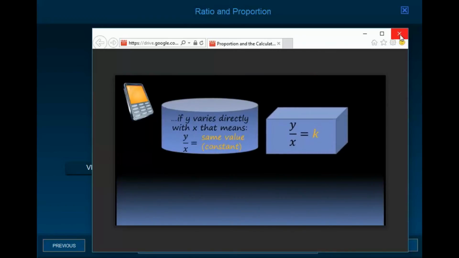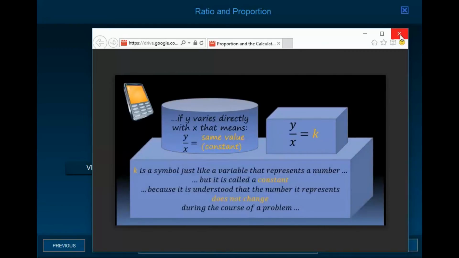And we can represent that idea with this equation, y over x equals k. K is a symbol, just like a variable, that represents a number, but it is called a constant because it is understood that the number it represents does not change during the course of a problem.